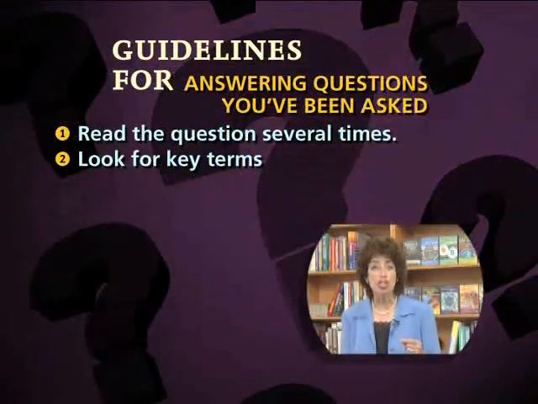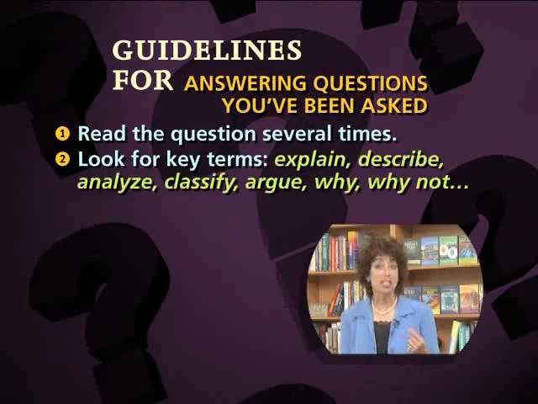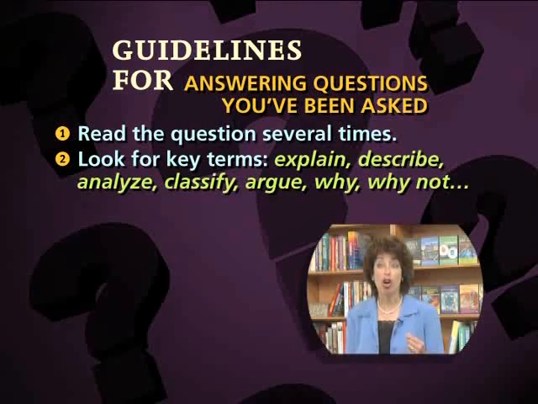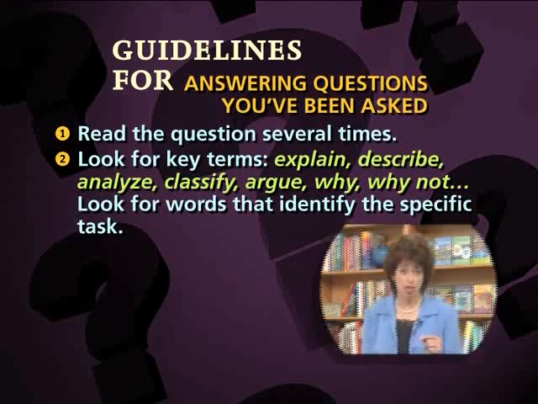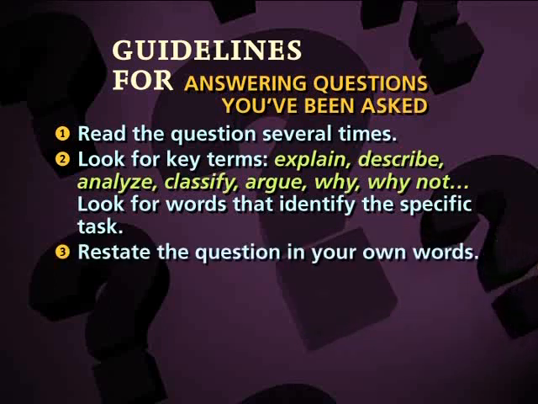To do so, after you've read it through once or twice, depending on how many times you need, look for some key terms. For example, words like explain or describe or analyze, classify, argue, why or why not. Look for words that identify the specific task that you've been asked to do. Then, to make sure that you understand what you have to write about, restate the question in your own words. So read it, look for the key words, and then re-say it to yourself.